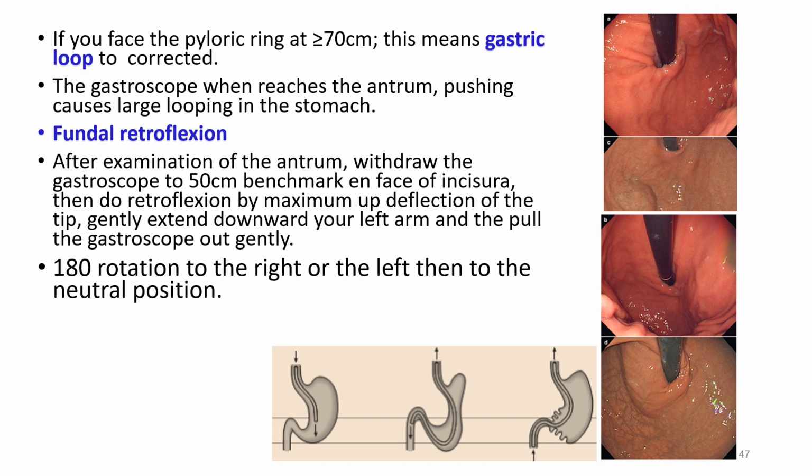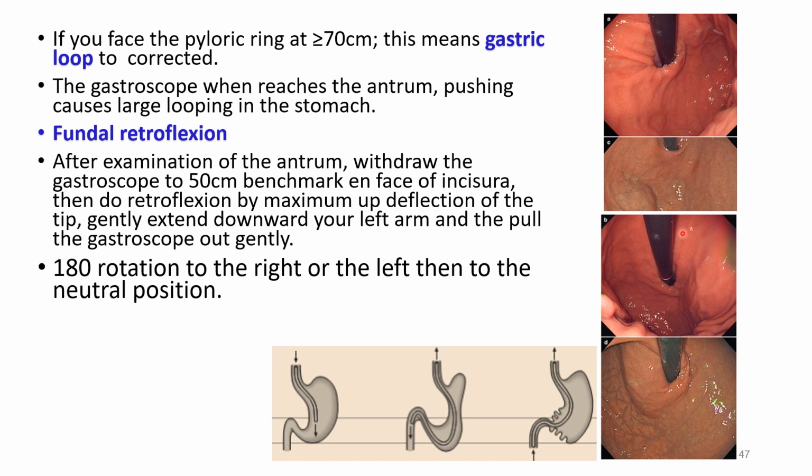You will see the fundus like in this photo. When I see the fundus in this photo, I will try to flex my elbow gradually till I have this view, which is called the fundus proper. This is the greater curvature, this is the lesser curvature, and this is the shaft of the endoscope. I have to rotate the endoscope 180 degrees to examine this area of the lesser curvature behind the scope, because maybe there is a lesion or an ulcer.